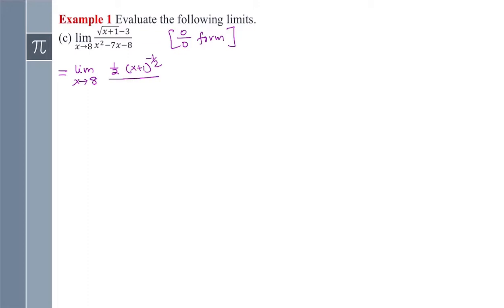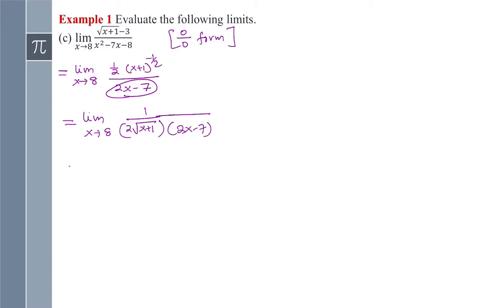In the denominator, the derivative is 2x minus 7. Now we can rewrite this as limit x approaches 8. This is a negative power, so we can put it in the bottom. We already have 1/2. So x plus 1 to the 1/2, let me write it this way: this is 2 times square root of x plus 1, times this quantity, 2x minus 7.